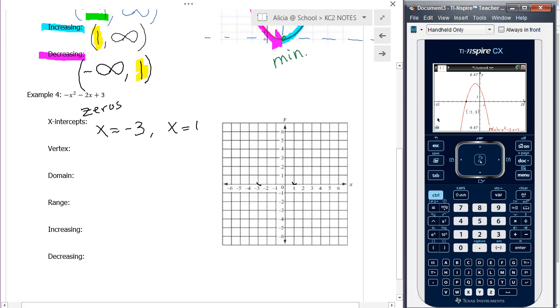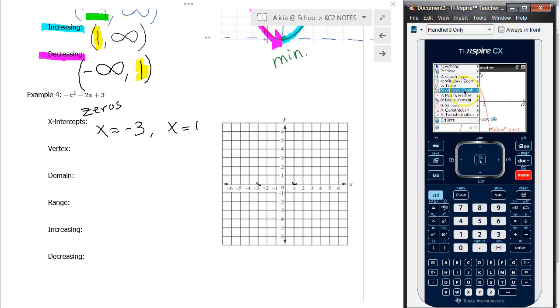Our vertex, we could probably count that as well, but just to be safe, we want to find that maximum point because that is the highest point on our graph. So I'm going to go to Menu, Analyze Graph. I don't want minimums, it's not the lowest point, it is a maximum, number 3, which is the highest point. And my vertex is somewhere over here.